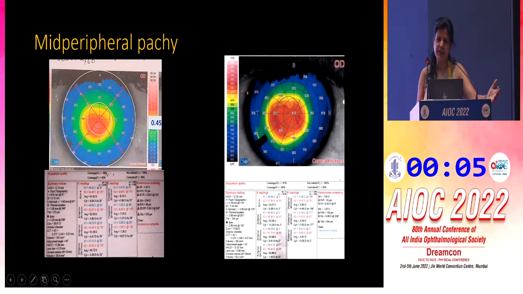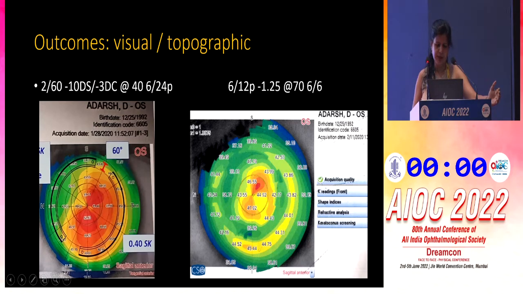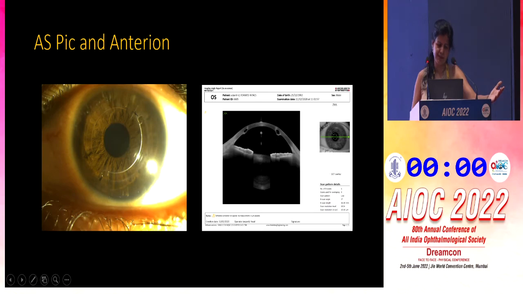The mid-peripheral pachy, as I mentioned earlier, is more important. Even if the central pachy is lower, as you can see in these cases, if the mid-peripheral pachy is quite good, like in the first one, then that 450 is the cutoff for that. So you can see that there is a lot of correction of myopia in such cases. -10 diopters has been corrected in this patient. There's some amount of residual astigmatism. This brings about a lot of change in the irregular astigmatism.